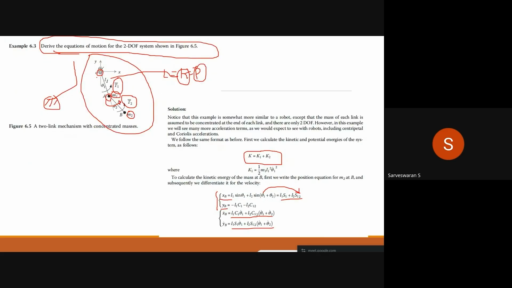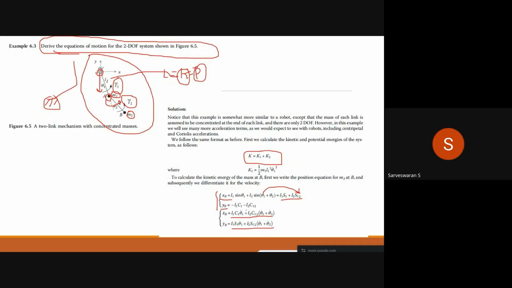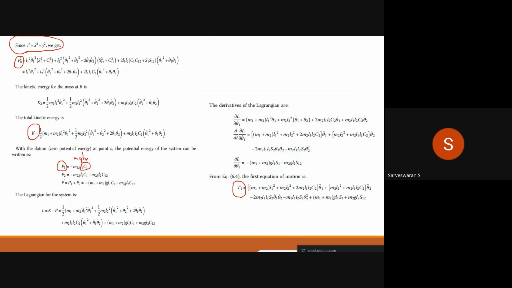For the first link, this is the y term, this is h, that is L1 C1. Instead of h you have to substitute L1 C1. Similarly, for the potential energy of link 2, instead of h you have to substitute this y term. So that will give you the final potential energy. So using the Lagrangian relation L is equal to K minus P, we will be substituting the kinetic energy term here and minus the potential energy.